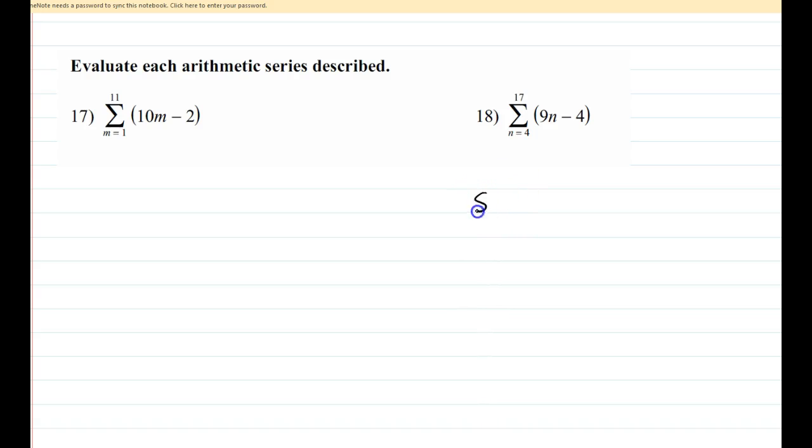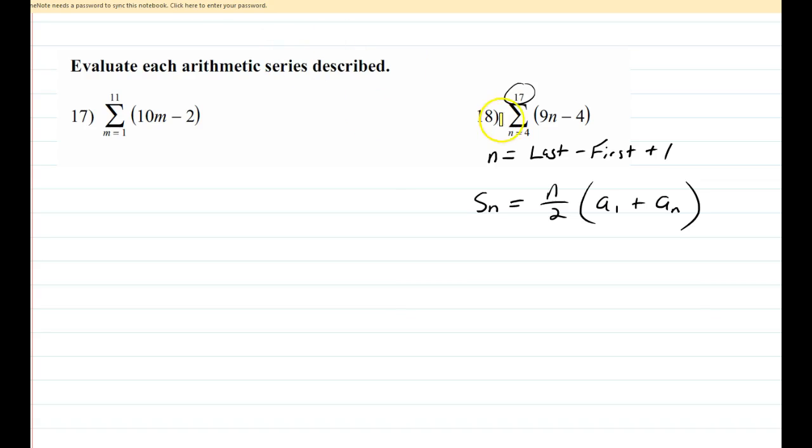So for number 18, you're going to use the same formula, n over 2 times our first term and our last term. And so remember, you need to find out how many terms we have. So it's our last minus our first plus 1. So the thing that you need to be worried about here is that we're not starting at 1. So my first term is going to happen when I plug 4 in. And then my last term is going to happen when I plug 17 in.